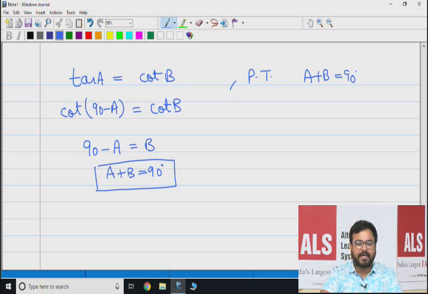And any other doubt you are having? We have done so many things in trigonometry, if you are having any doubt, please ask.